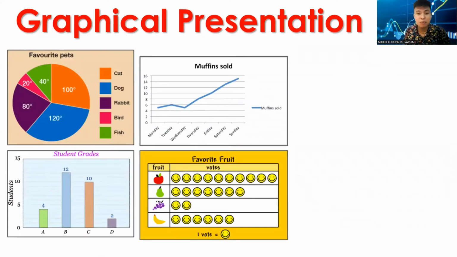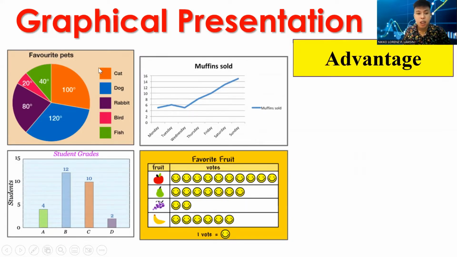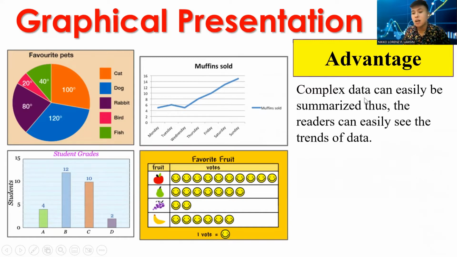Third one, graphical presentation. In graphical presentation, such as pie chart, line graph, bar graph, and pictograph, the advantage of that, complex data can easily be summarized. Thus, the readers can easily see the trends of data. So if you will utilize graph, it is easy for the reader to see the trends or the patterns of the data. It is easy for them to recognize, is it going up? Is it going down? Or the sales become bigger or become smaller?